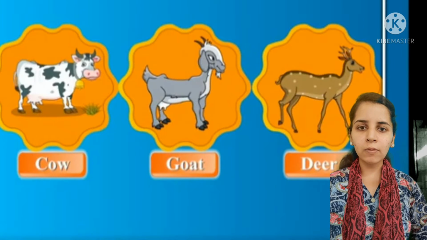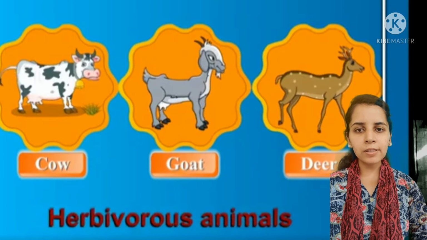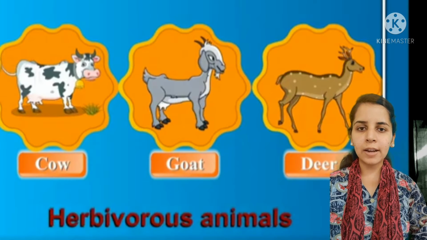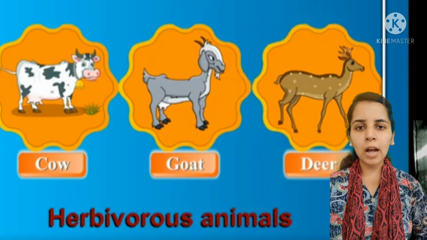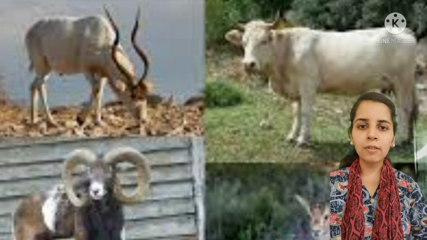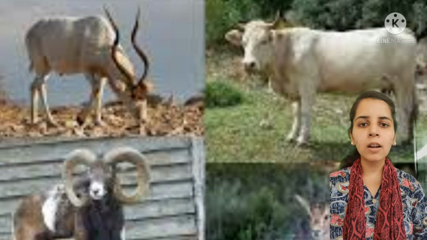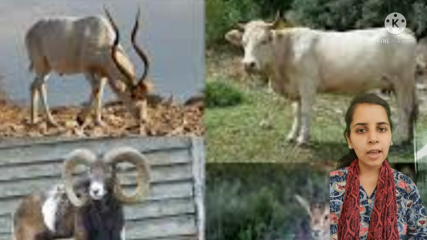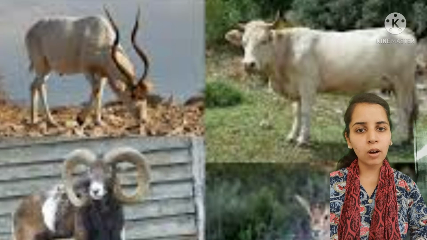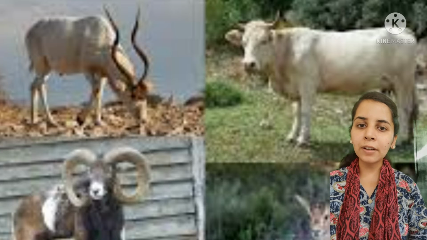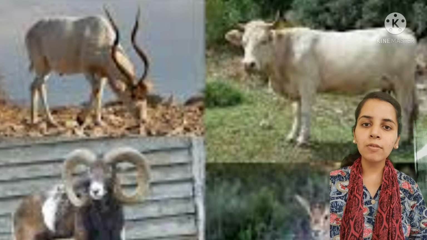So what are herbivorous animals? The animals that eat only plants are called herbivorous animals. For example, cow, buffalo, giraffe, goat, all these are herbivorous animals and they have sharp front teeth to cut the parts of the plant and flat back teeth to grind their food.